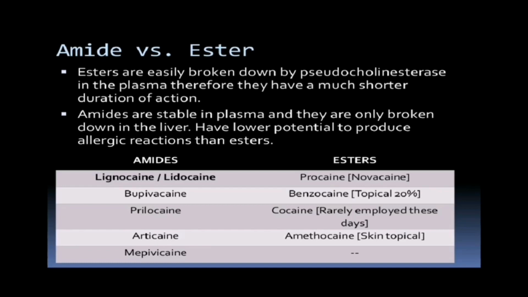Amide versus ester. Esters are easily broken down by pseudocholinesterase in the plasma, therefore they have a much shorter duration of action. Amides are stable in plasma and are only broken down in the liver, and have lower potential to produce allergic reactions than esters. Examples of amide local anesthetics are lignocaine or lidocaine, bupivacaine, prilocaine, articaine, mepivacaine. Some examples of ester local anesthetics are procaine, benzocaine, cocaine.